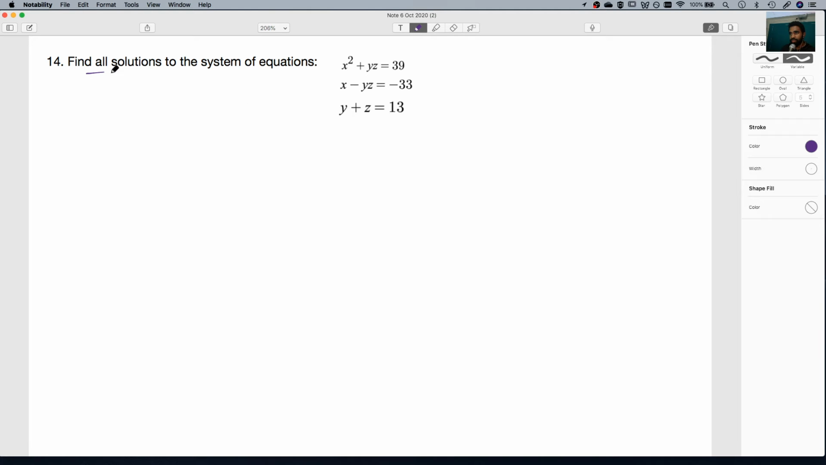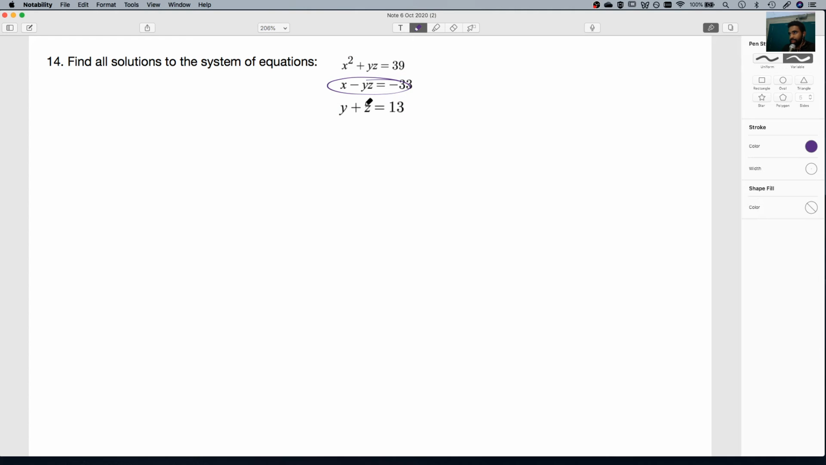Okay, the question says find all solutions to the system of equations, and we have these equations. Whenever you see a system of equations, your first thought is, can I add or subtract any two equations in order to simplify the situation?